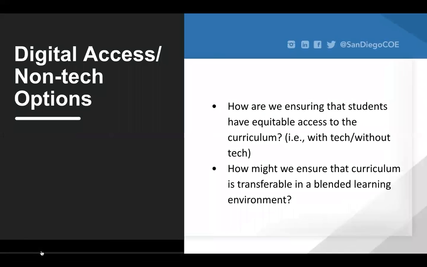And our guiding questions include: how are we ensuring that students have equitable access to the curriculum, meaning with technology or without technology? And how might we ensure that curriculum is transferable in a blended learning environment?